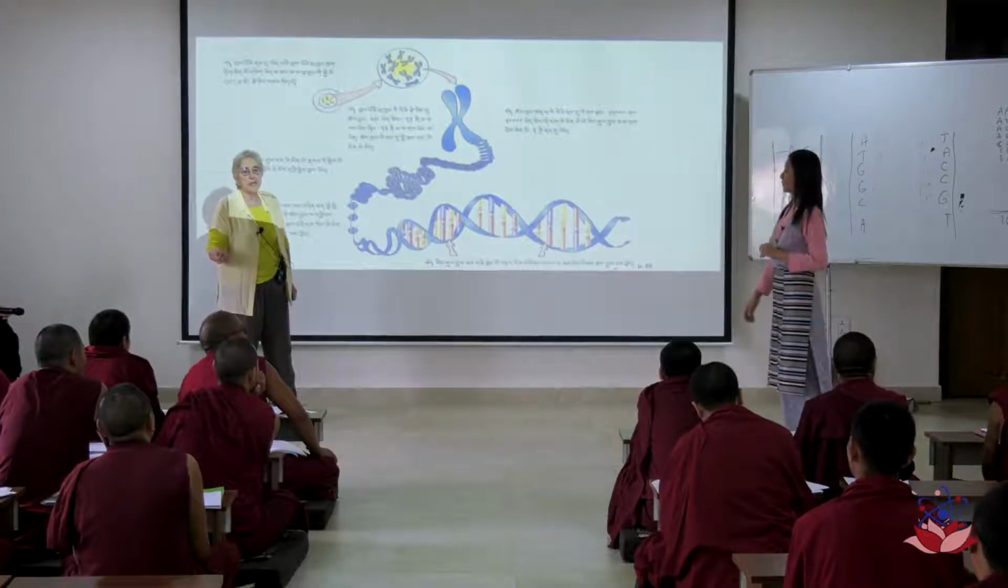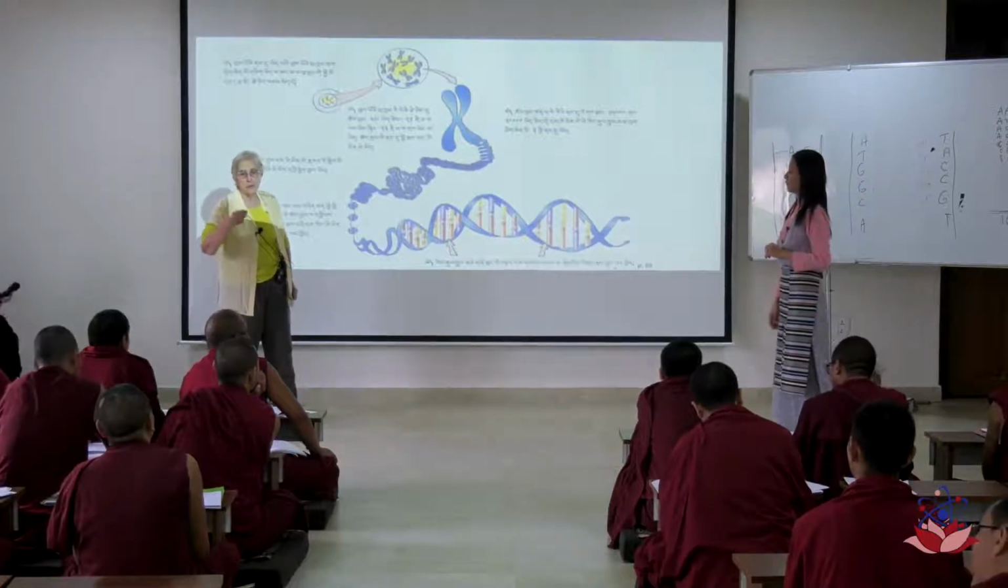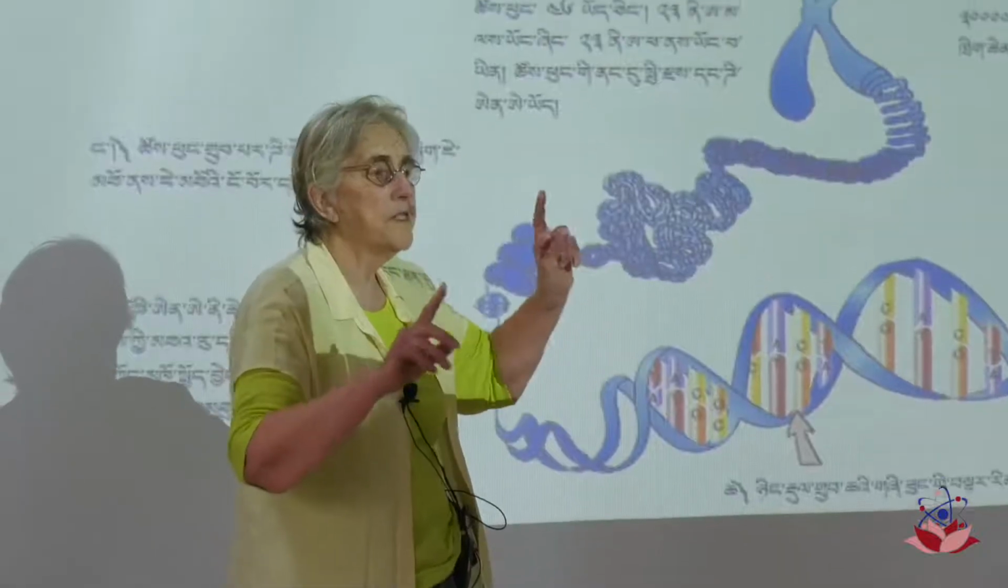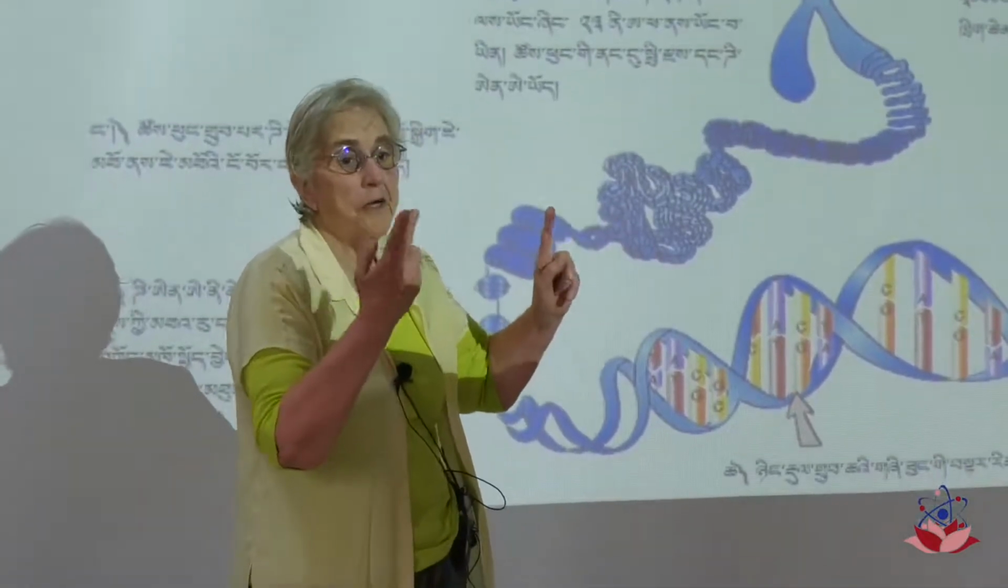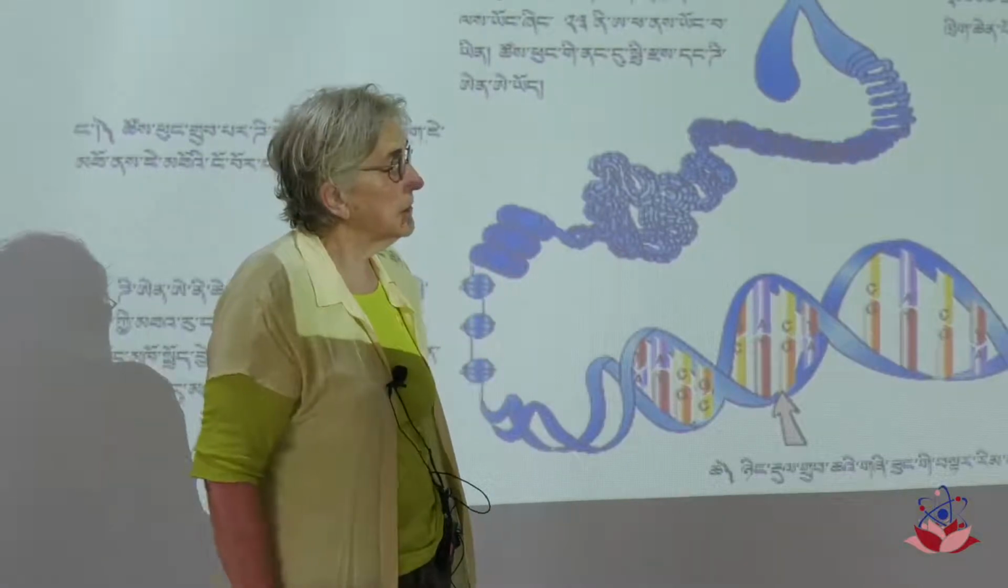In fact, if you get an extra chromosome 2, if somehow instead of having a copy from mother, a copy from father, you get an extra one, that organism dies.